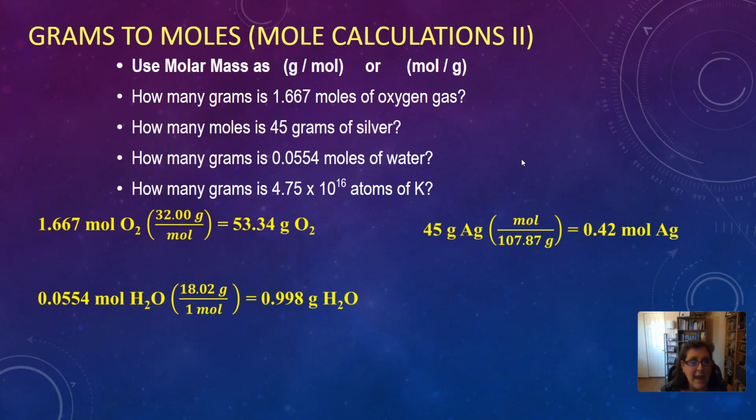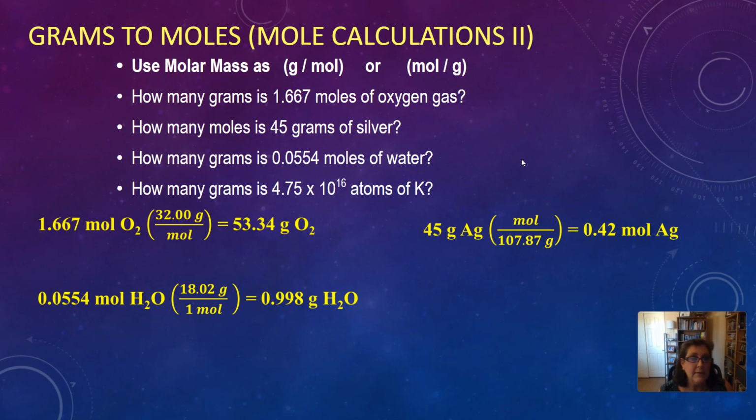All right, moles cancel out top to bottom. We're left with grams. The question is how many grams? So we did it correctly. Let's punch this into our calculator. 0.0554 times 18.02 divided by 1 equals 0.998308 grams. But that's too many sig figs.